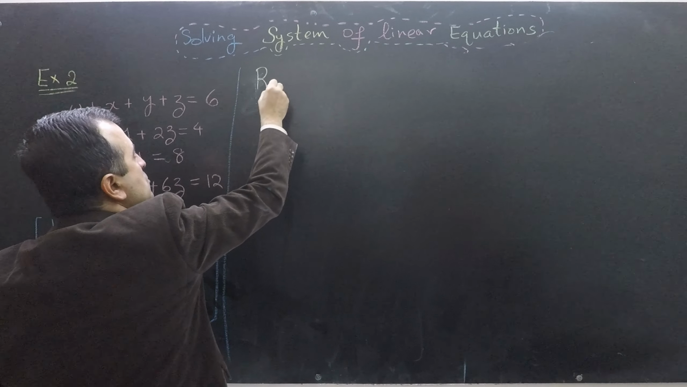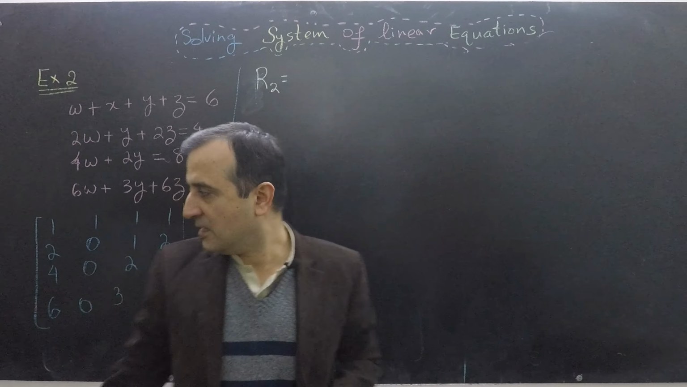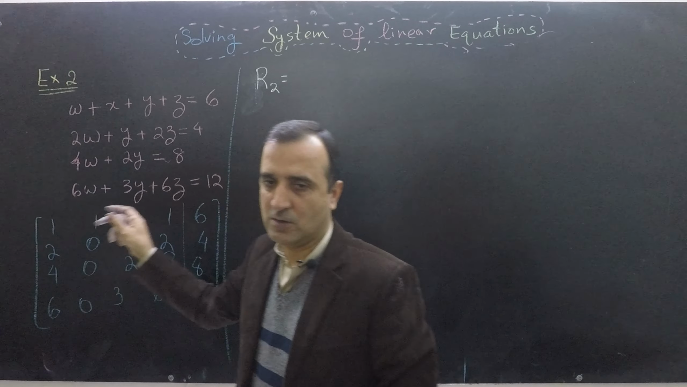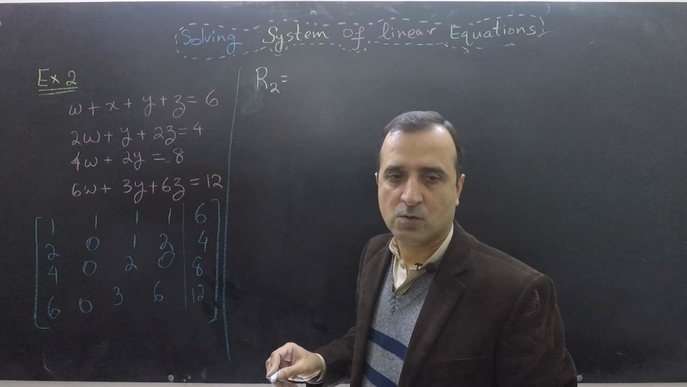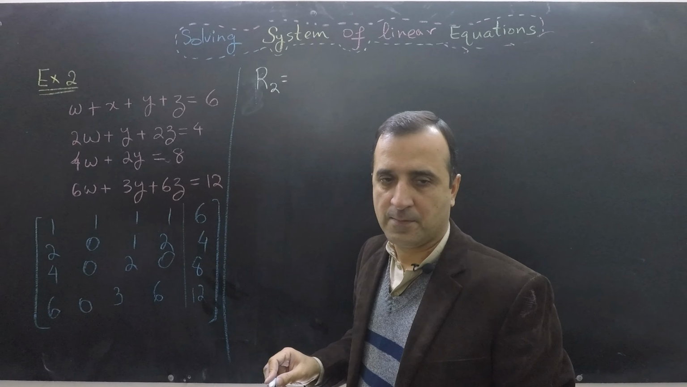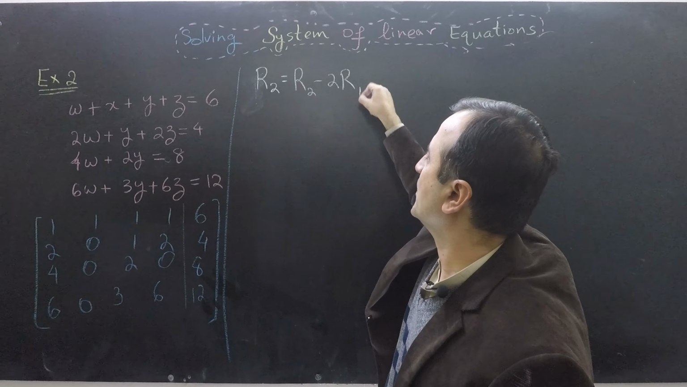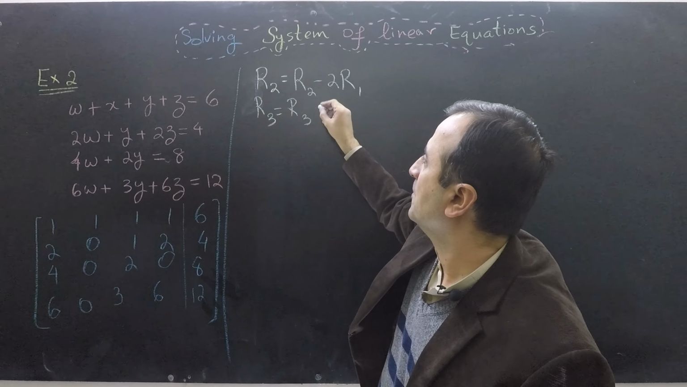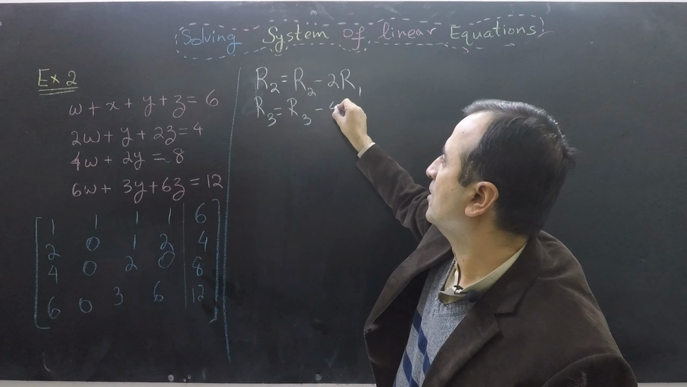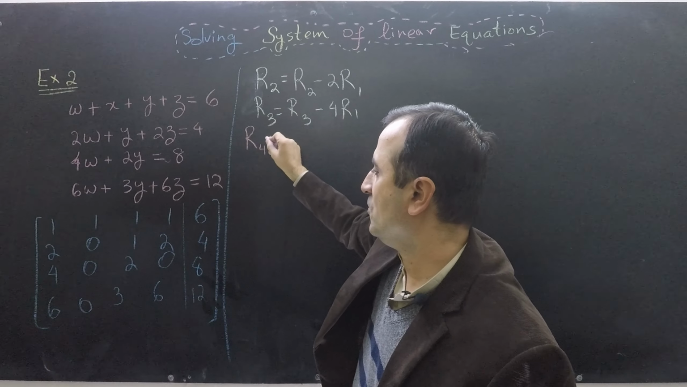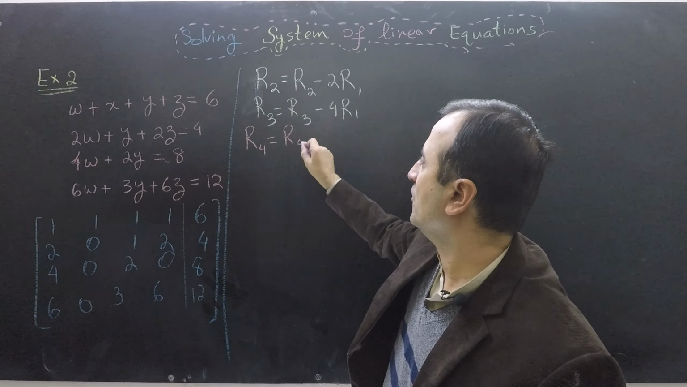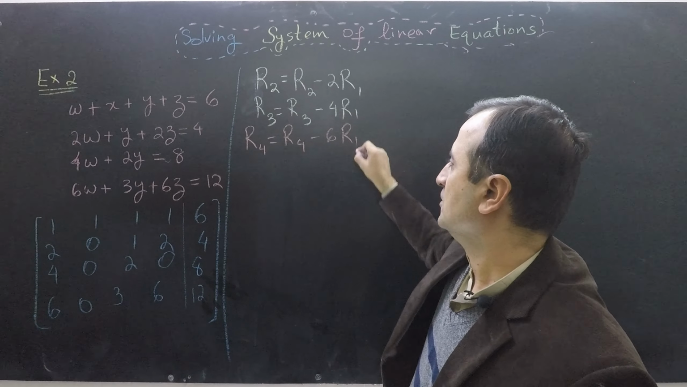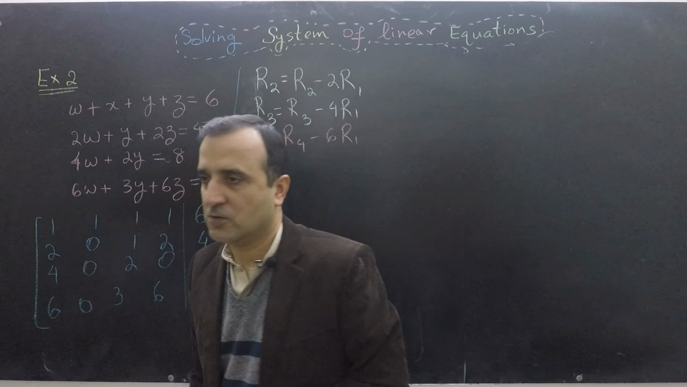So I say R2 is equal to what? Now I want to make this equal to 0 by using the first row. R2 is equal to R2 minus 2R1. This is one operation. The second operation is going to be R3 is equal to R3 minus 4R1. So now I think you know what we are doing. So R4 is equal to R4 minus 6R1. So after these operations, we will have zeros here. So now let's do those operations.